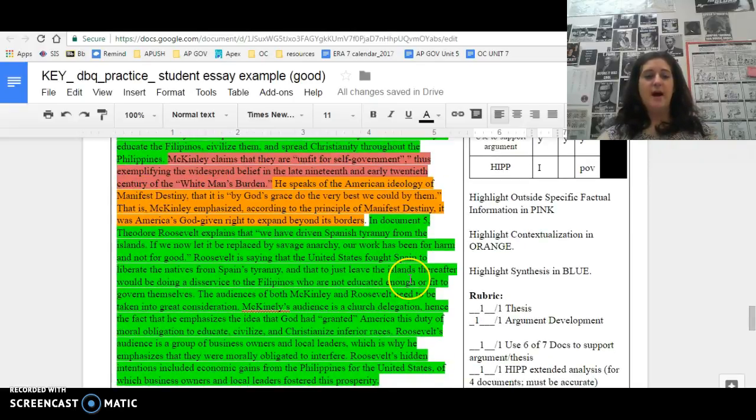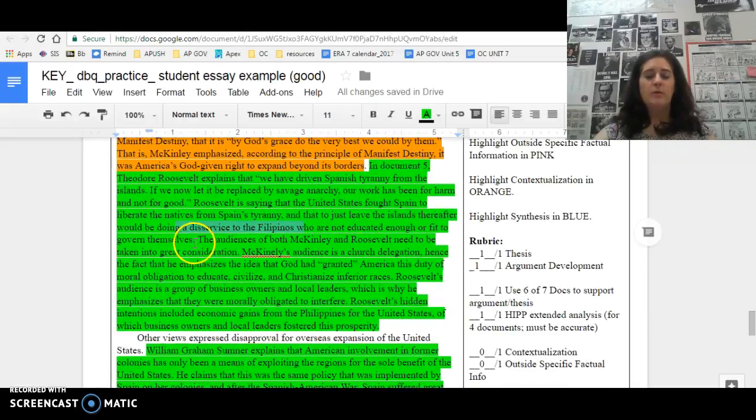In document 5, Teddy Roosevelt explains, again, lots of quoting, but it is a good summary. They fought Spain to liberate the natives from Spain's territory. It would be doing a disservice to the Filipinos who are not educated or fit enough to govern themselves. Again, this is really good use of the document and connecting it back to the pro-expansionists.